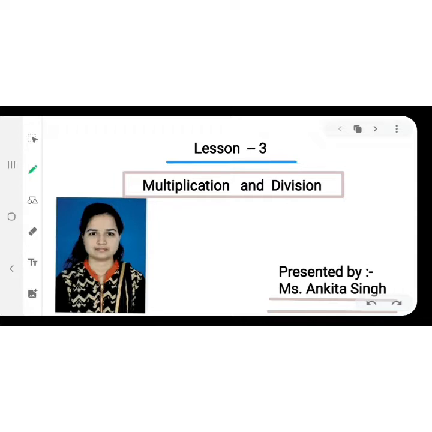We are back with a new chapter, that is multiplication and division. I hope lessons 1 and 2 you have done very well and you have given your unit test also. So I hope that 2 chapters are clear to you all. So let's start the new chapter, that is multiplication and division.